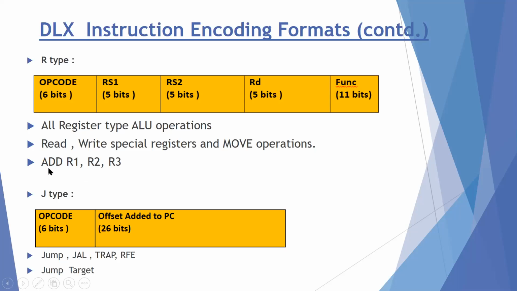Taking an example, this is add R1, R2, R3. As one of you just said, this instruction is going to add the contents of R2 and register R3 and store the result into register R1. Now, how will this be encoded? The add will have 6 bits of opcode which will be represented here.